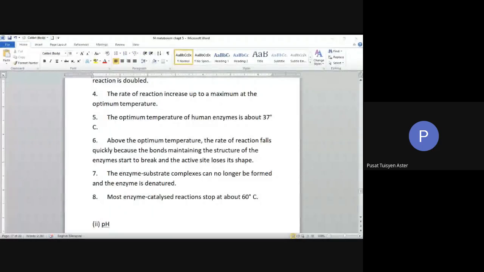So the enzyme will denature at very high temperature. Denature means it is destroyed, the form is breaking down. Most enzyme catalyzed reactions stop at 60 degrees Celsius, meaning above 60 degrees Celsius, these enzymes cannot work normally. They will break down, all right? Because the temperature is too hot, too much for them. It's not their optimum temperature. Therefore, it doesn't work the way it is designed for. The active site will be destroyed, lose its shape, and cannot be used.